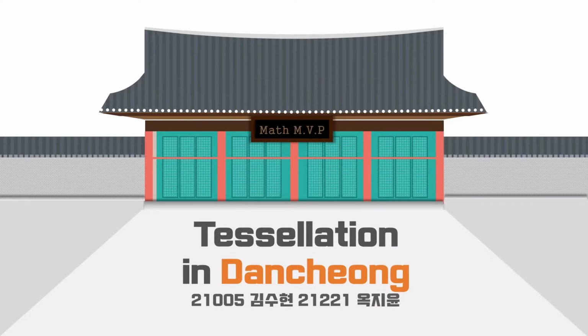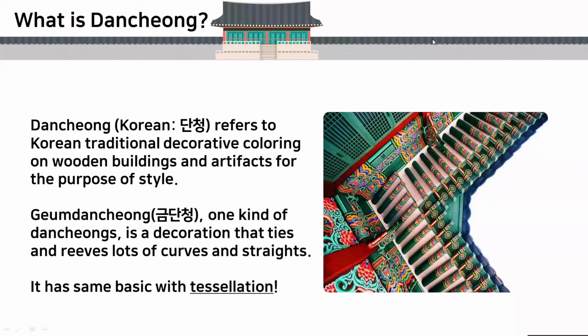Today, we will explain about tessellation in 단청. 단청 refers to Korean traditional decorative coloring on wooden buildings for the purpose of style. It is based on 5 basic colors: blue, white, red, black, and yellow. 단청 has various symbolic meanings. It also represented social status and rank by using various patterns and colors. It functions not only as decoration but also for practical purposes such as to protect buildings against temperature.